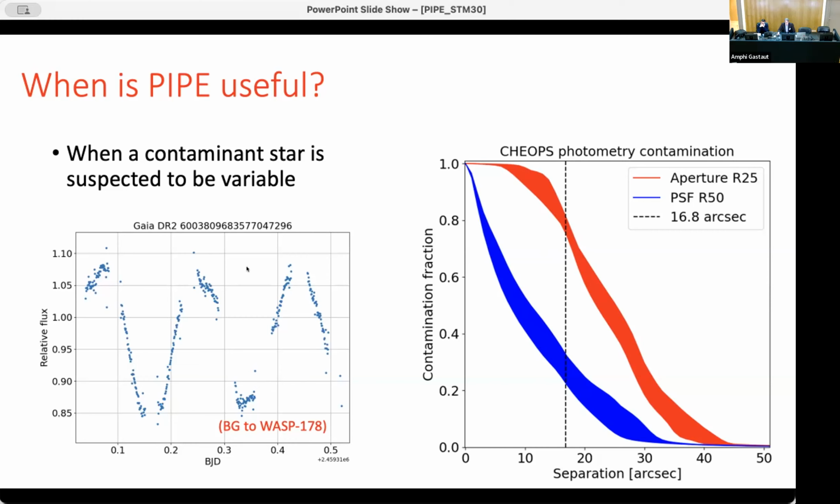Here to the left, I show you the photometry that is extracted from a background star, which you can do because PIPE also optionally fits background stars. Here you can see a very strong variable star.